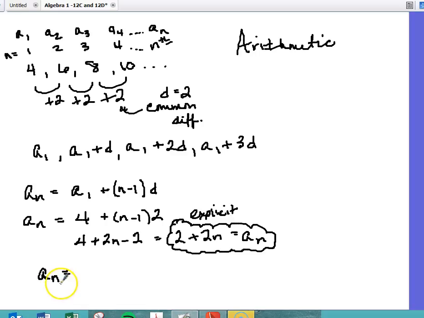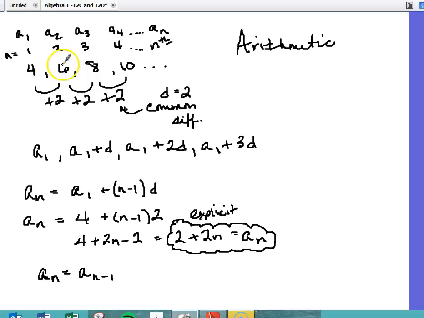Okay, so I want a formula for the nth term based on the term before it. The term before it would be one less than that. Okay, if I want to say a sub 4, how did I get here from the last term? Okay, well, from the previous term, from 8, I added 2.